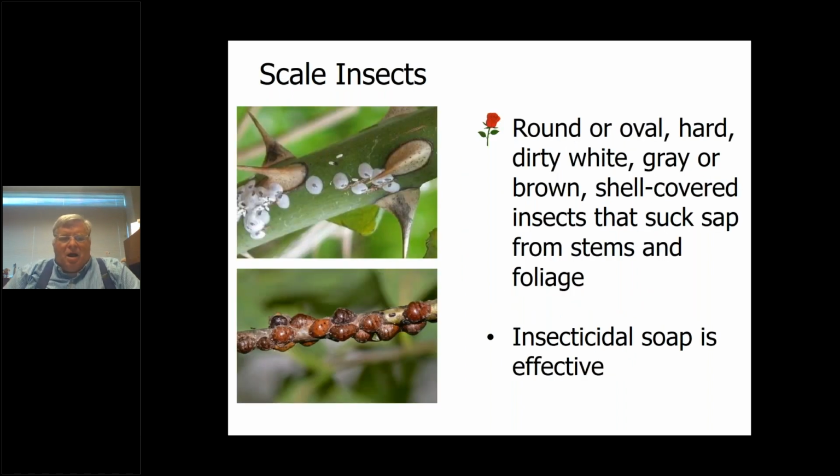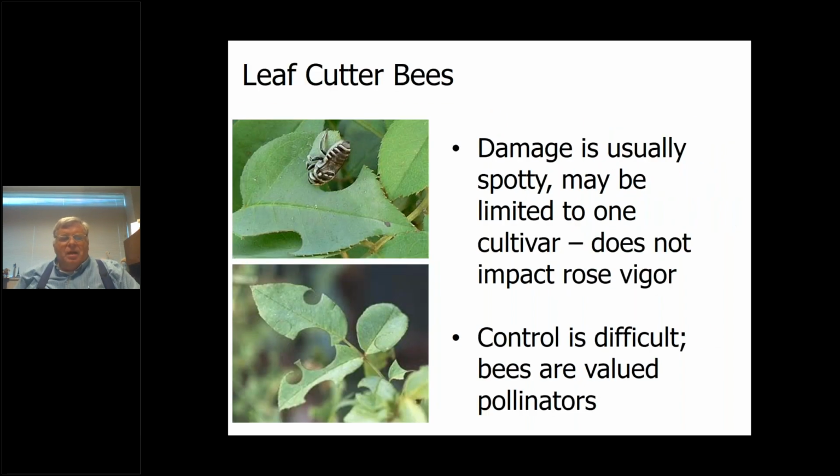Scale insects. There are many different scales that get on roses. Some can be white, they can be brown, they can be dull, they can be shiny. Insecticidal soap: if you soak these things with soap, you'll suffocate them. And so this can be a good control method for scale insects.